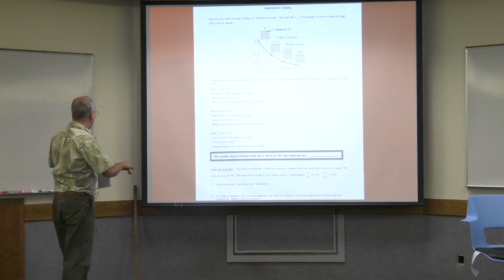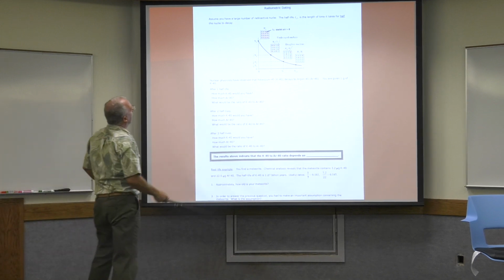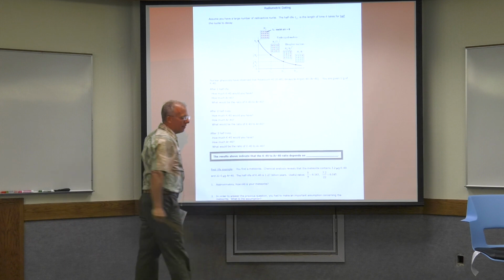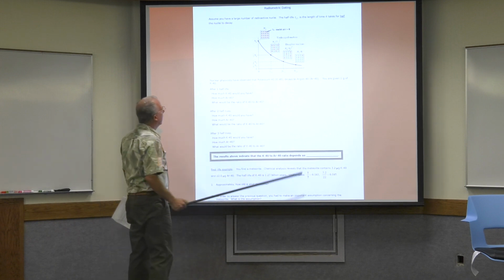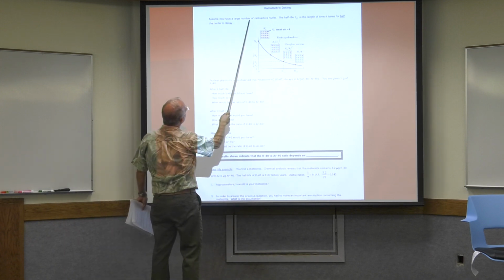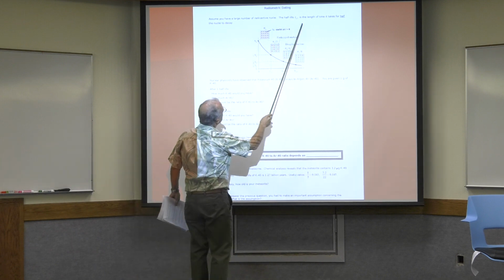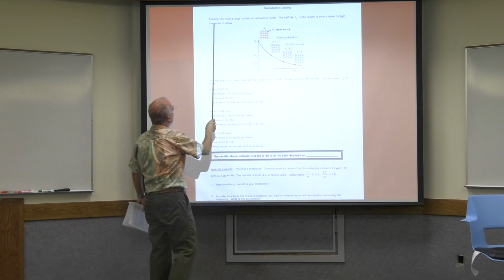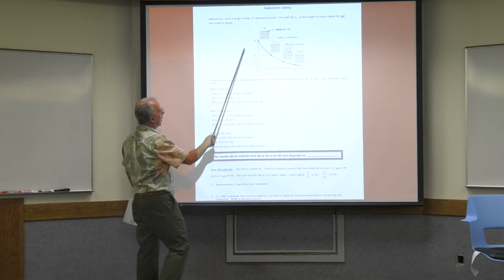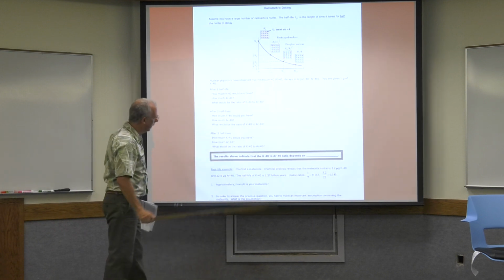Okay, so radiometric dating, same thing. Assume you have a large number of radioactive nuclei, which is usually the case. The half-life is the length of time it takes for half the nuclei to decay. Yeah, we know that. And here's that picture I showed you already. All right, now let's do it.